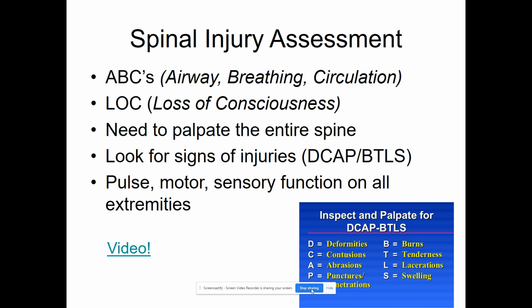Next, we're going to watch a little video about kind of how a spinal injury assessment goes from a first aid standpoint.